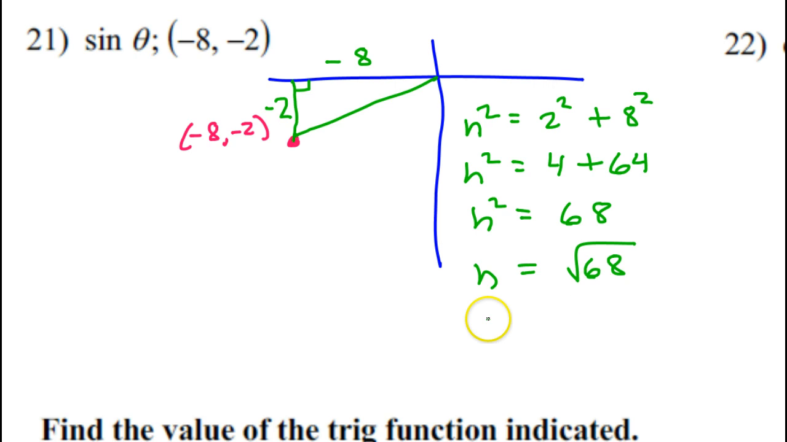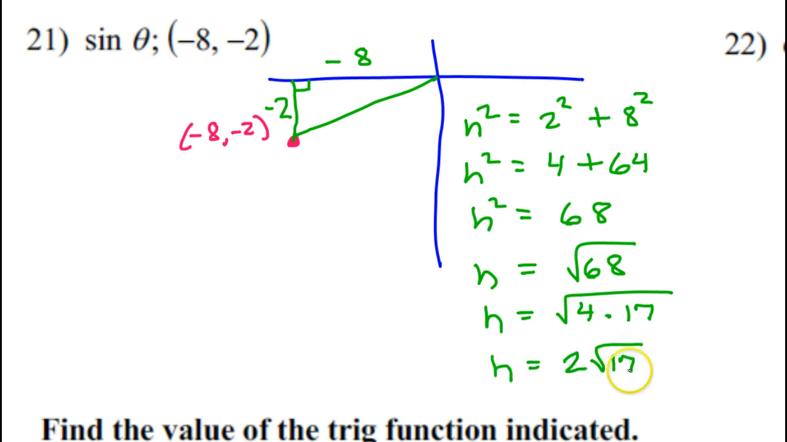Let's see if I can simplify this. Well, 68 is divisible by 4, so this is the same thing as 4 times 17. So I can take the square root of 4 and get 2 radical 17 for the hypotenuse. Okay, so the hypotenuse is 2 radical 17.